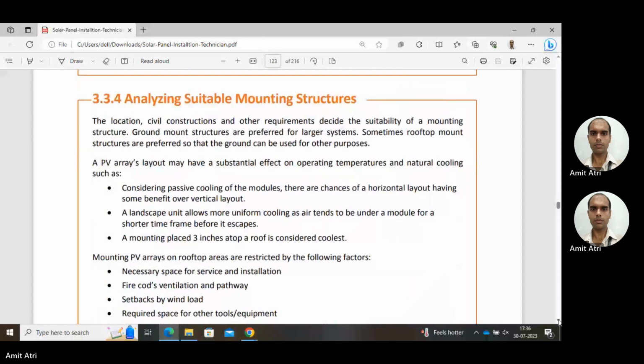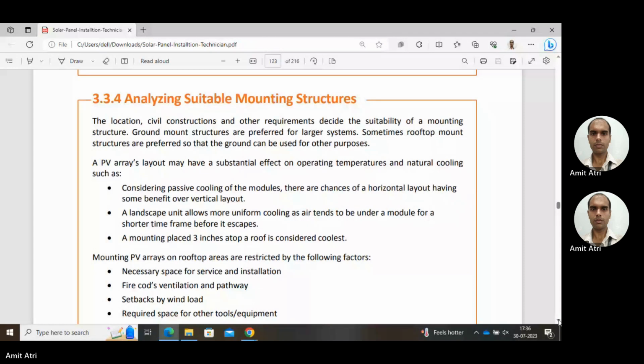Section 3.3.4 covers analyzing suitable mounting structures. The location, civil construction, and other requirements decide the suitability of a mounting structure. Ground mount structures are most preferred for larger systems. A large capacity system is very difficult to mount on the rooftop, and sufficient roof availability is also not there. On the ground, we need it.